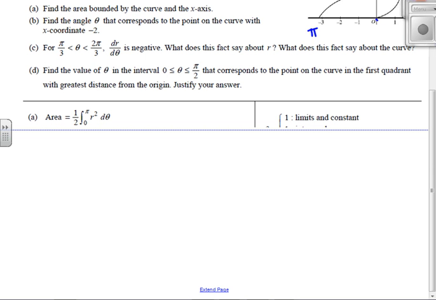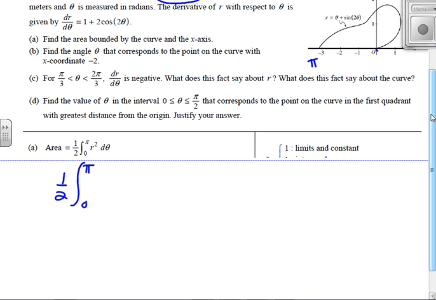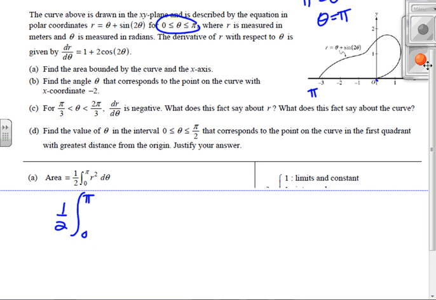So it's 1/2. It always does that. It's 1/2, and we're going to go from 0 to pi, because we talked about that. And r squared, what was r? Theta plus the sine of 2 theta, d theta. And it's a calculator problem, so you'd have to use your calculator to find that. Always 3 decimal places.